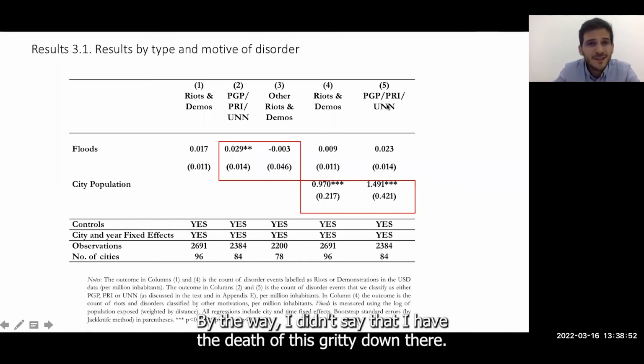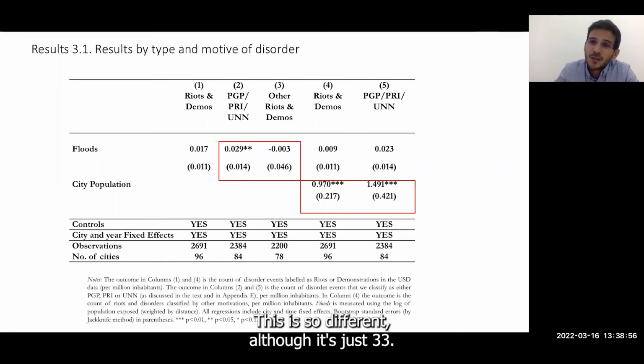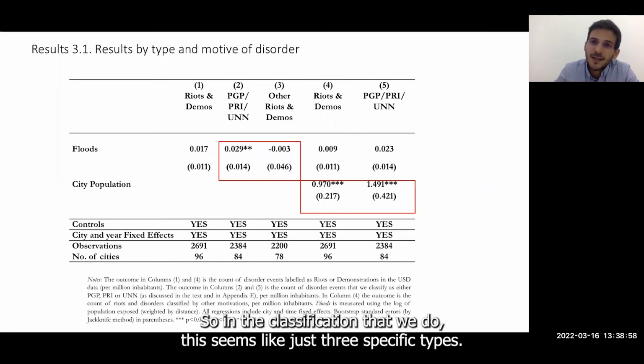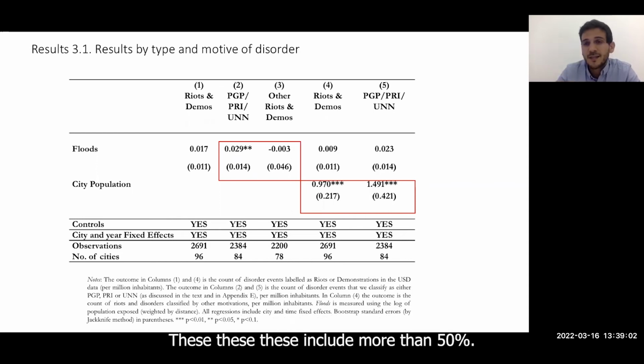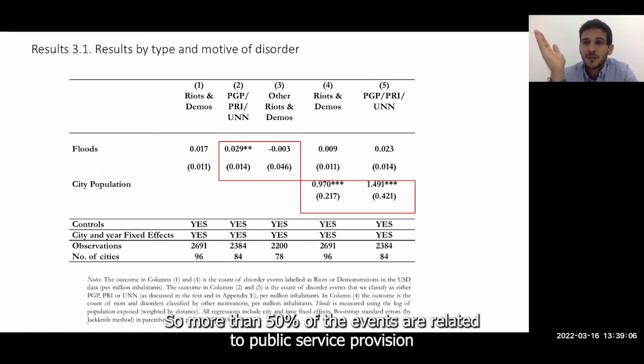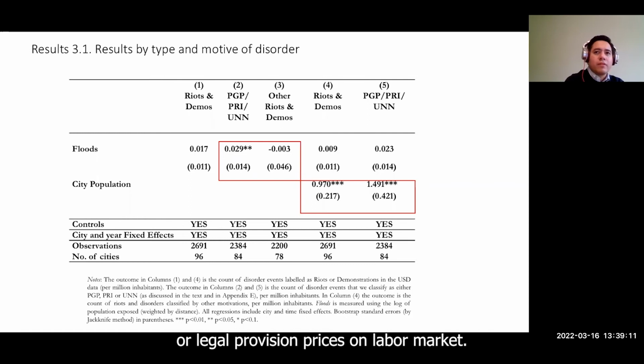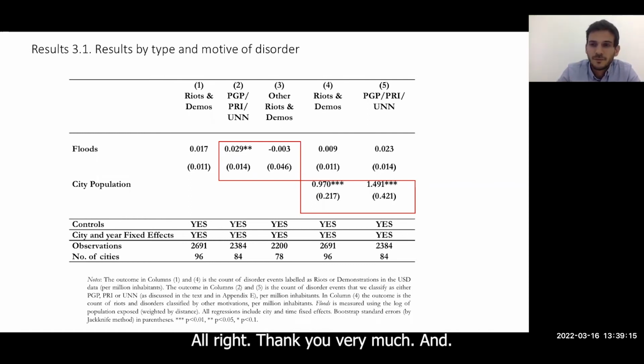By the way, I didn't say, I'm sorry, I have some descriptive statistics down there. These events, although it's just three specific types in the classification that we do, include more than 50% of the events. So more than 50% of the events are related to public service provision or public good provision, prices, and labor market.